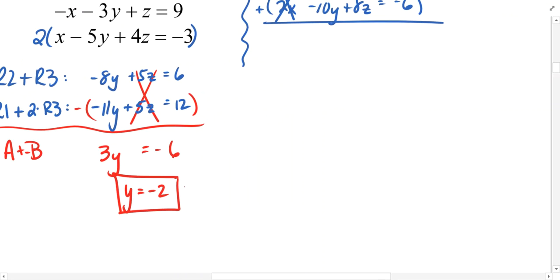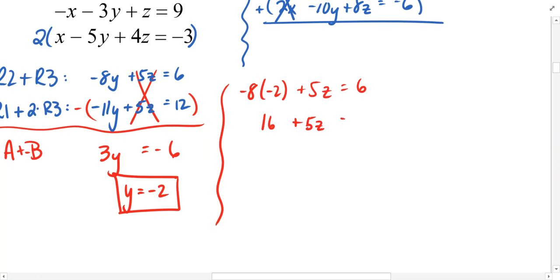We can now back substitute into either one of these equations, A or B, and we can now solve for the letter z. I'll just use that top equation. Negative 8 times y, which we know is negative 2, plus 5 times z equals 6. So we have 16 plus 5z equals 6. 5z then is equal to negative 10. And z is equal to negative 2.